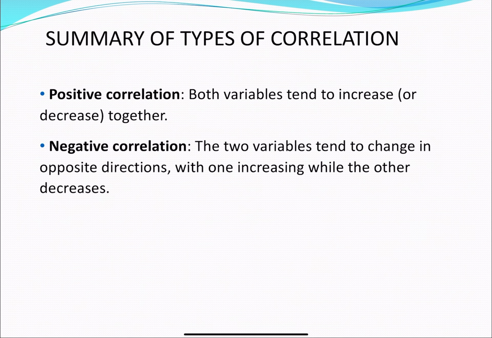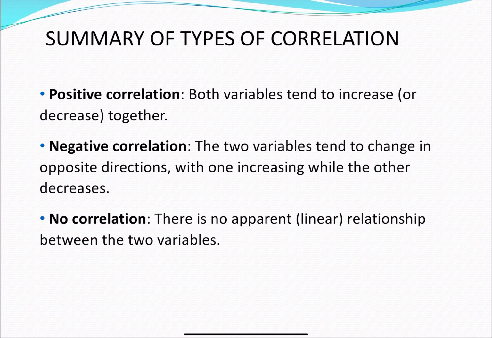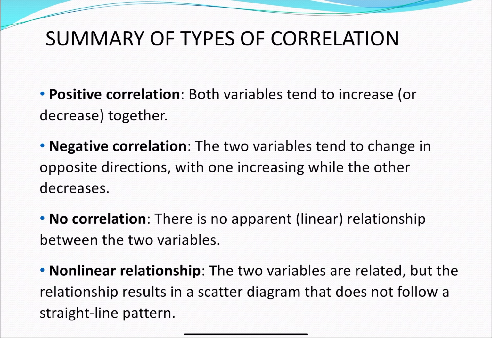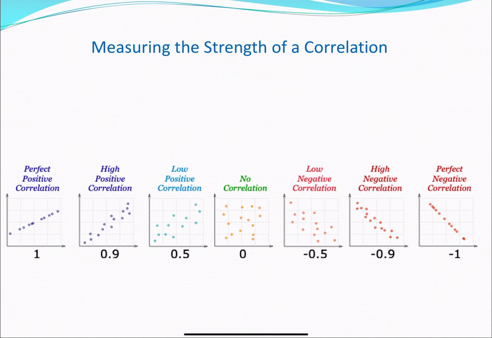Negative correlation, the two variables tend to change in opposite directions. There's no correlation, or you could have a non-linear relationship. So how do I measure that strength of correlation? I was telling you it gets stronger as the values get closer and closer to that imaginary line I've been drawing in. But for that, we're going to need our correlation coefficient, R.